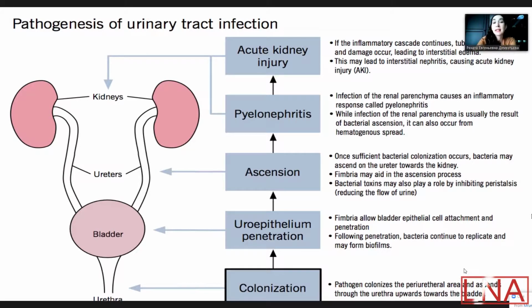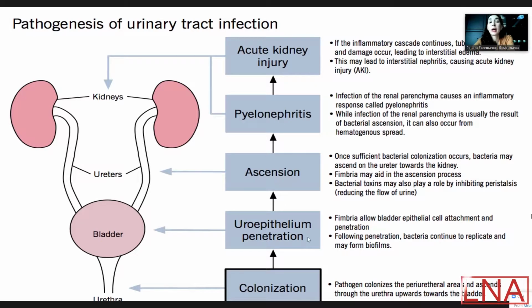Next layer is the kidney, or pyelonephritis. Infection of the renal parenchyma causes an inflammatory response called pyelonephritis. While infection of the renal parenchyma is usually the result of bacterial ascension, it could also occur from hematogenous spread. So infection can go into the kidney by the hematogenous way, like we discussed in the case of pneumonia, absolutely similar: pathogenic bacteria travel in the central bloodstream and attach to receptors in the kidney.